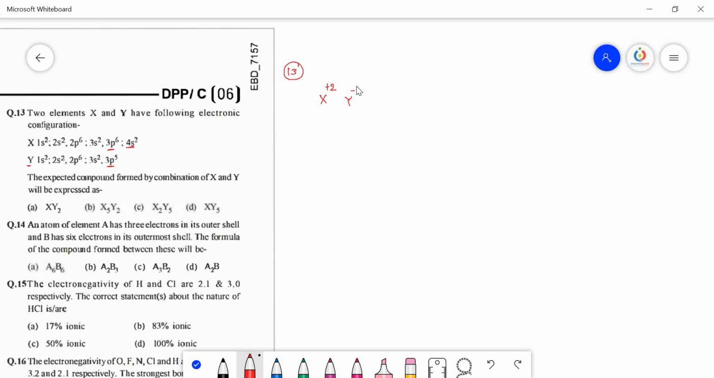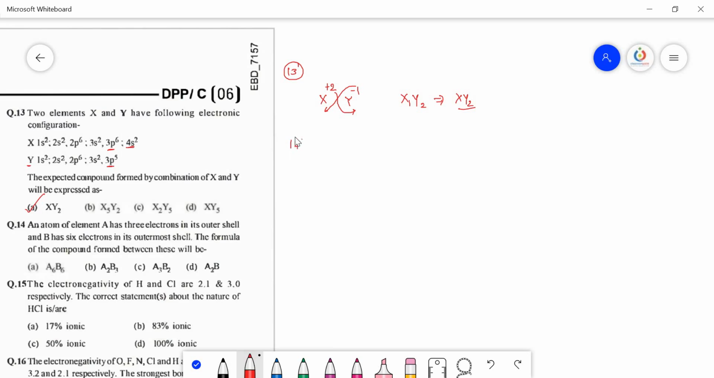Forget about these charges, just cross the valencies. These numbers you cross, so you will get X1, Y2. It can be written as XY2, the formula for the compound that will be formed with this electronic configuration. So option A is correct.